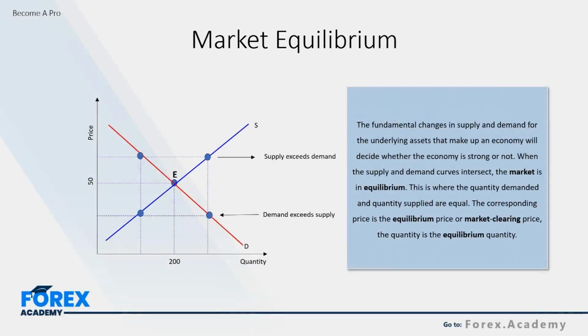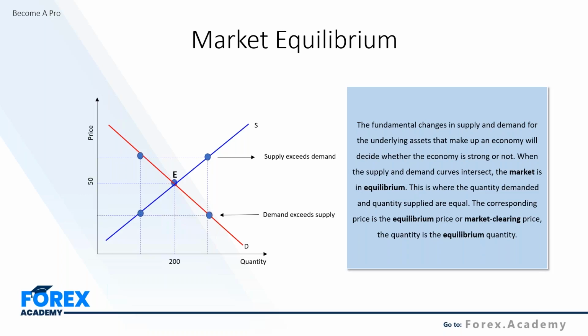Then we'll move on to market equilibrium. Again, we're thinking as a trader, as we go through these topics: what does this mean in the overall structure of actually practically trading these markets? With market equilibrium, the fundamental changes in supply and demand for the underlying assets that make up an economy or another market will decide whether the economy is strong or not. When the supply and demand curves intersect, the market is in equilibrium. So effectively there in the middle, that is our market equilibrium price.